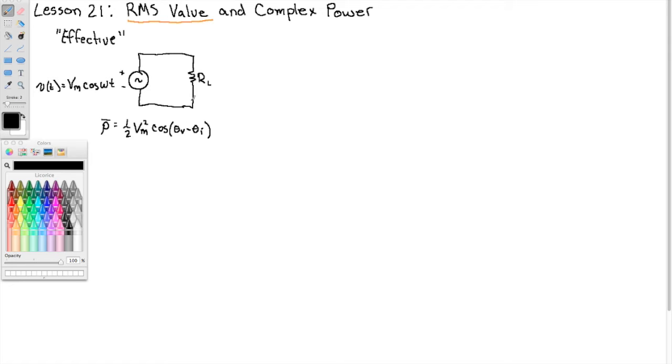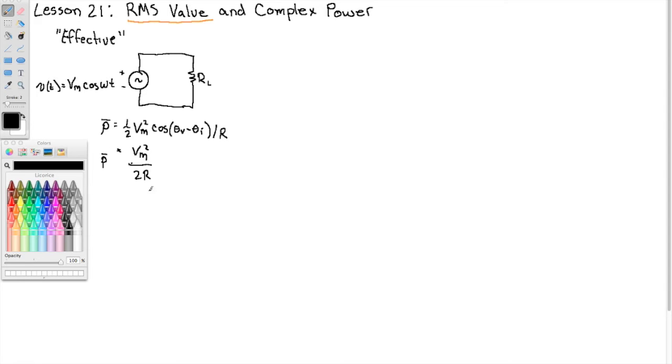With a resistor, of course, the voltage and the current are in phase with one another because the resistor is purely real, and so the cosine of 0 is 1. So the average power absorbed by that resistor, or equivalently supplied by the source, is the amplitude of the source squared over 2R. Sorry, there's a divided by R here. This is the average power, and I quickly divided by R here.